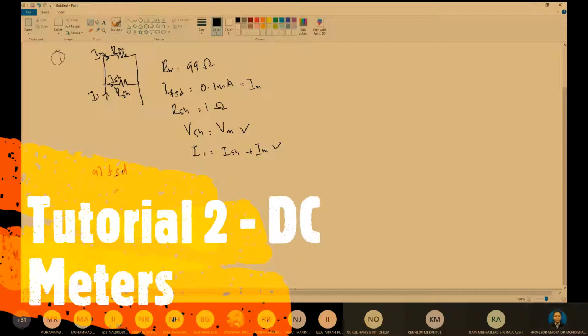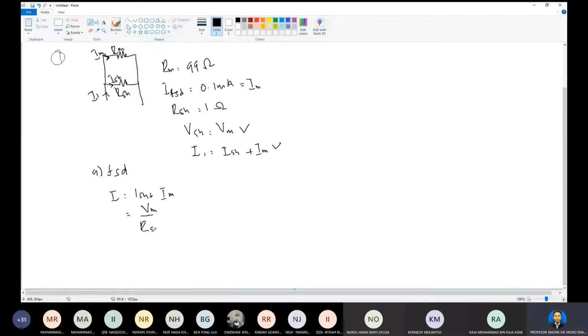So the current equals full scale deflection, plus this one we call IM, equals VM over RS. This is because the voltage in parallel is the same. To calculate the voltage VM, IM multiplied by RM, divided by RS here. So equals 0.1 milliampere multiplied by 99 ohms, divided by 1. So the answer is 9.9 milliampere. That is for the shunt current.